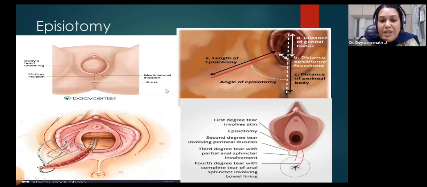Depending upon the extent of the tear, it can be classified into first, second, third, and fourth degree. If the tear occurs up to the anal opening, it is considered a fourth degree tear. Externally, we can see that the lowermost portion of the vaginal wall is also cut. Here you can see this pink color, it is the perineal muscle, the muscle around this area. All are cut during an episiotomy.